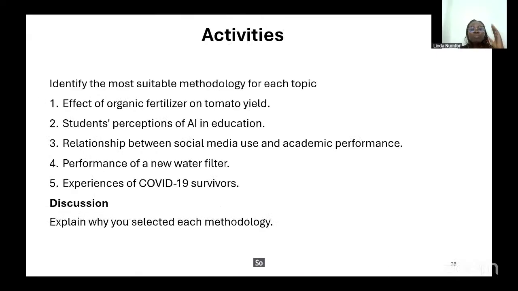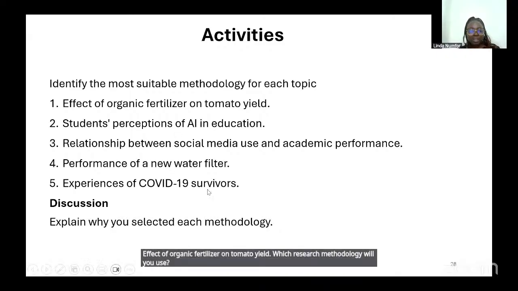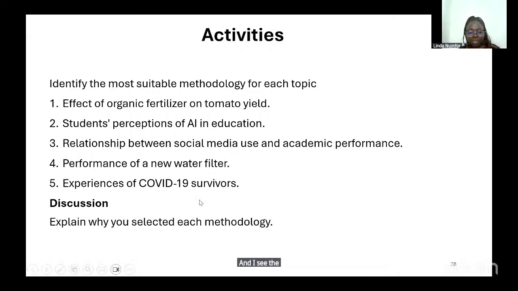So before we conclude, let's do some activities. Now we are going to identify more suitable methods for each of these topics. So you can read through it and then you answer the question. Number one, effect of organic fertilizer on tomato yield. Which research methodology will you use? Can I see the answers coming in?